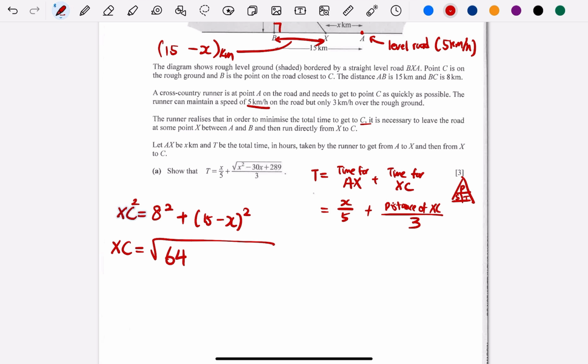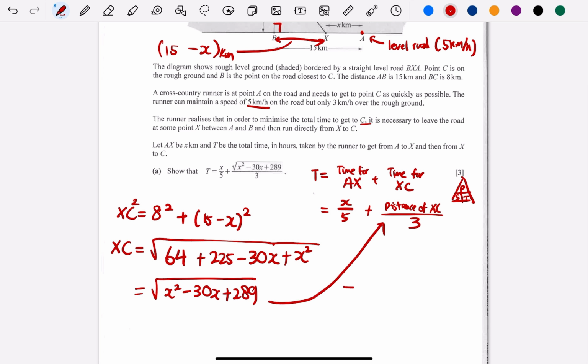So in here, 8 squared is 64. In here we get plus 225 minus 30x plus x squared. Okay, let's use your rainbow. Simplify this. We get x squared minus 30x plus 289, and that's our XC. We just sub this back into here. So our total time is just x over 5 plus root x squared minus 30x plus 289 over 3, shown.